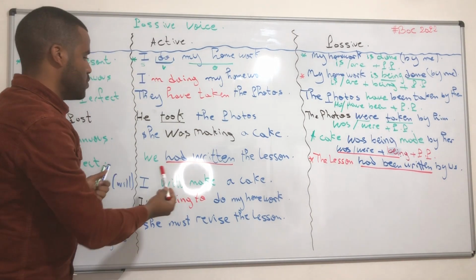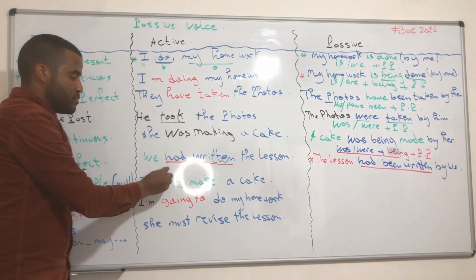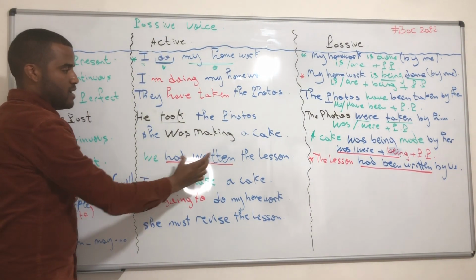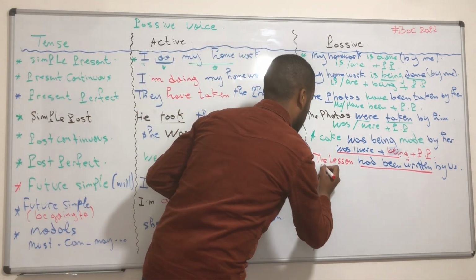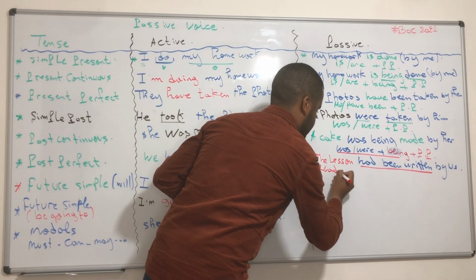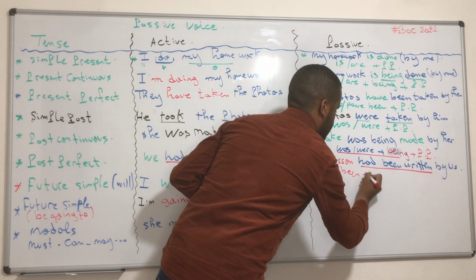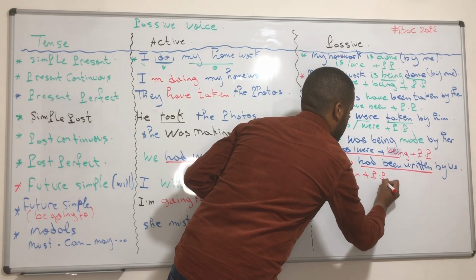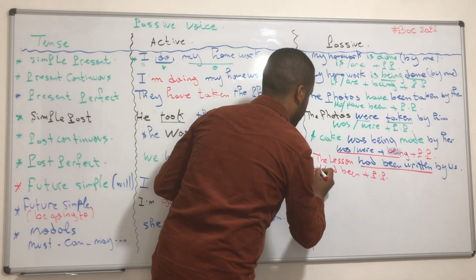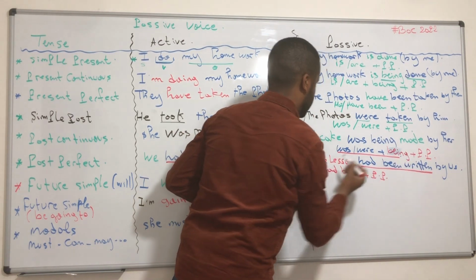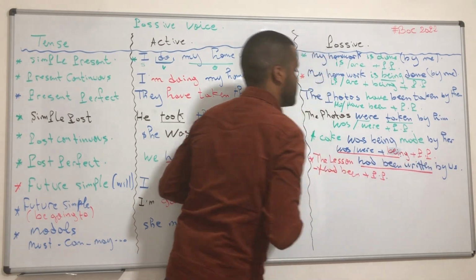يعني إلا كانت عندنا واحد الجملة في الباست بيرفكت غادي نطبقوا هاد القاعدة اللي عندنا هنا. شنو غنديرو؟ had been plus the past participle of the verb. يعني القاعدة اللي درنا دابا هنا had been written. The lesson had been written by us.